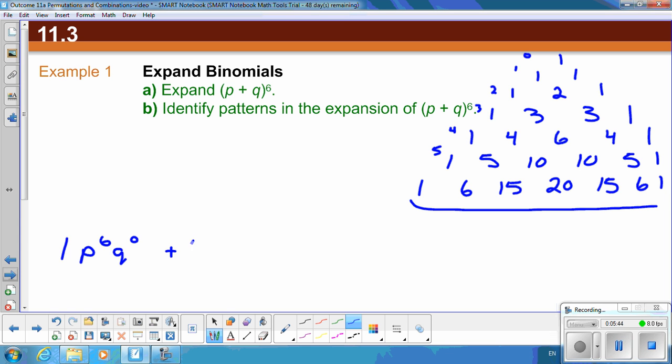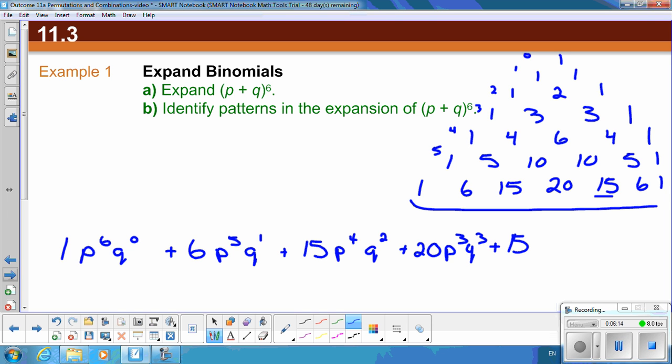Our next coefficient is 6. So the power of p decreases, so it moves to 5. The power of q increases, so it moves up to 1. 15 to the power of p now is down to 4, q is up to 2. 20 is our next coefficient. P decreases to 3, q increases to 3.